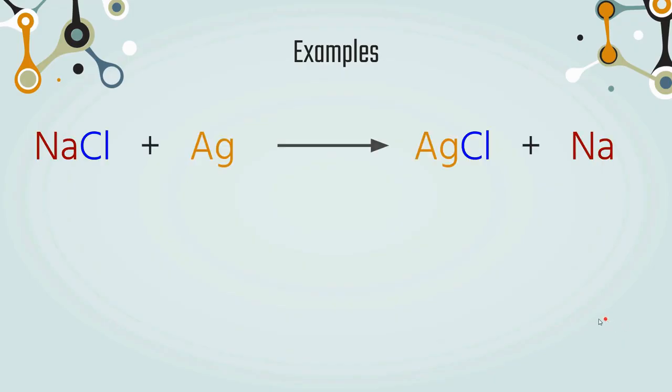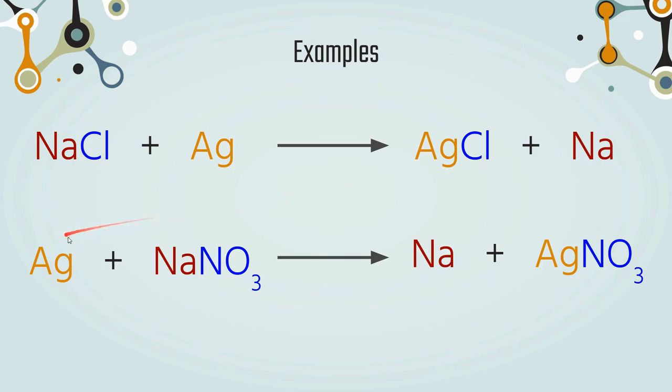A couple more examples. If we look at this example, NaCl plus Ag. The Ag is going to replace the Na as the partner with Cl, and Na is left by itself. Another example, Ag plus NaNO3. Notice that NO3 stays together. It's one of our polyatomic ions. This Ag and this Na really just switch spots. The Na is by itself, and the Ag is paired up with NO3.